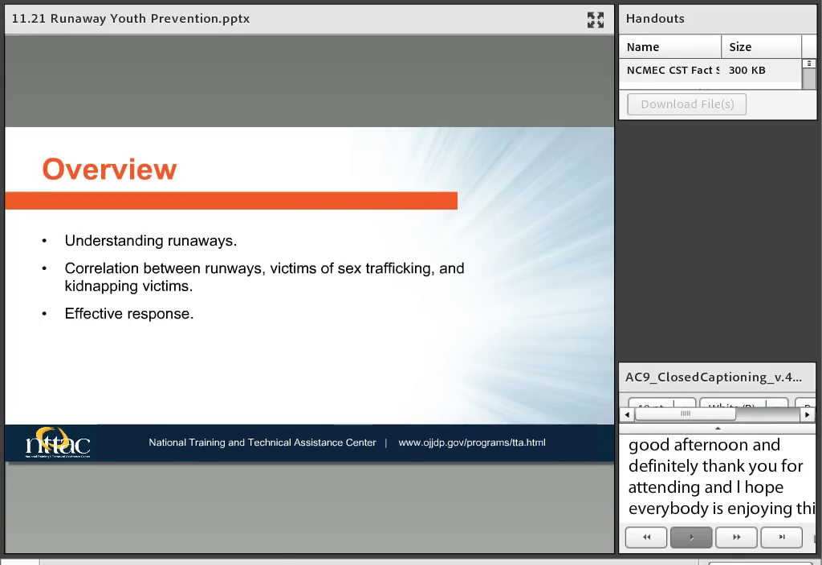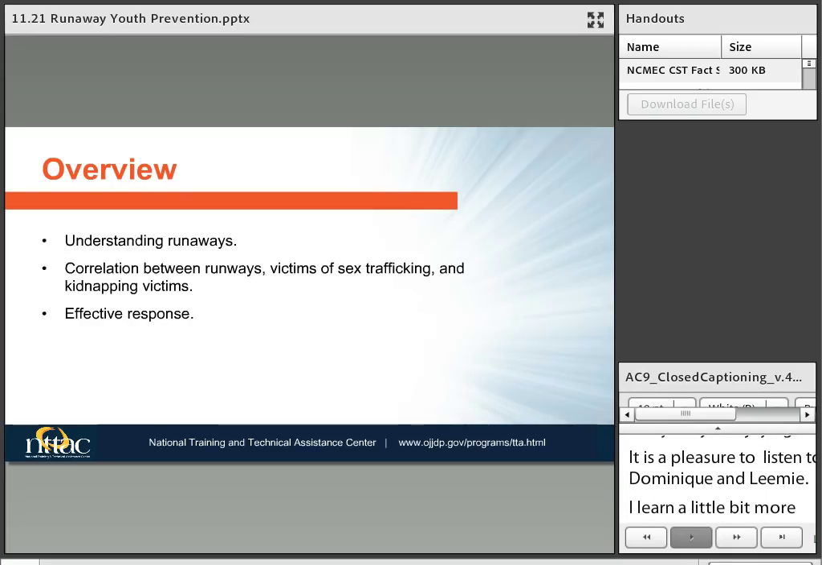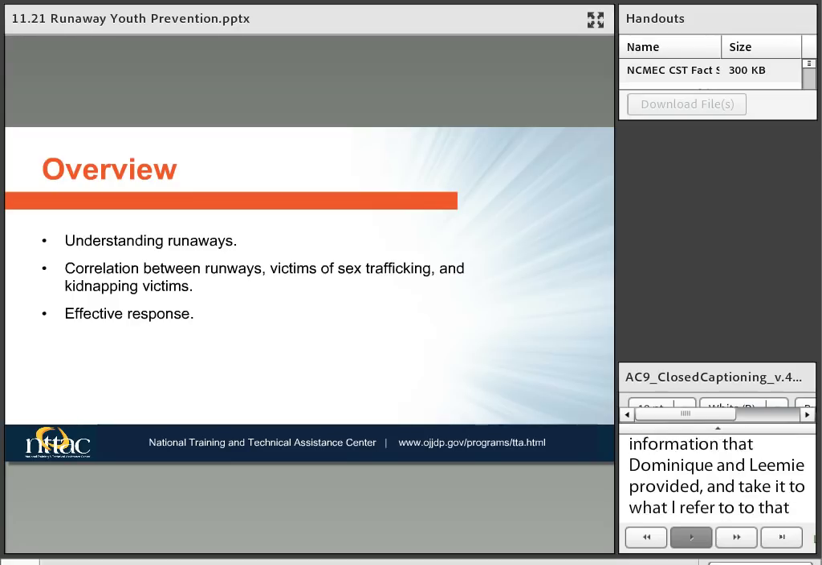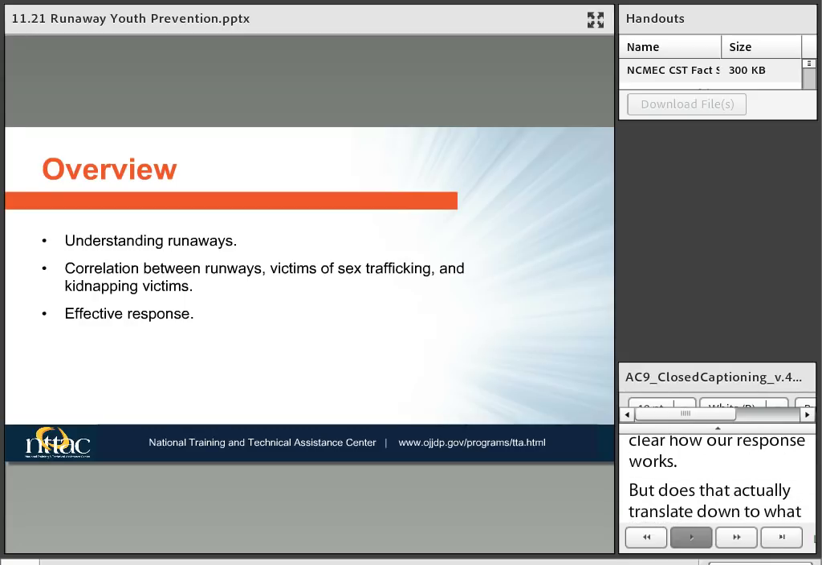As an overview of what we're going to talk about here, what I want to do is really build on the information that Dominique and Leamy provided and take it to what I've referred to as that system response. The research is what guides us on how to have that response. And the research is very, very good. It makes it very clear how our response works. But does that actually always translate down to what I would refer to as the street level? And those of you that have heard me speak before, I always talk about the 2 a.m. rule. What are we doing for these kids at 2 o'clock in the morning? And so I really want to talk about that response and how that fits into the whole prevention aspects here.